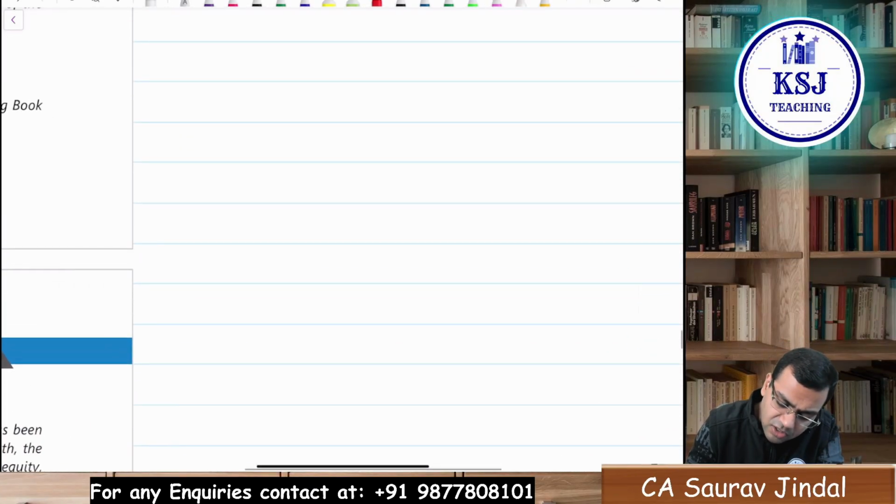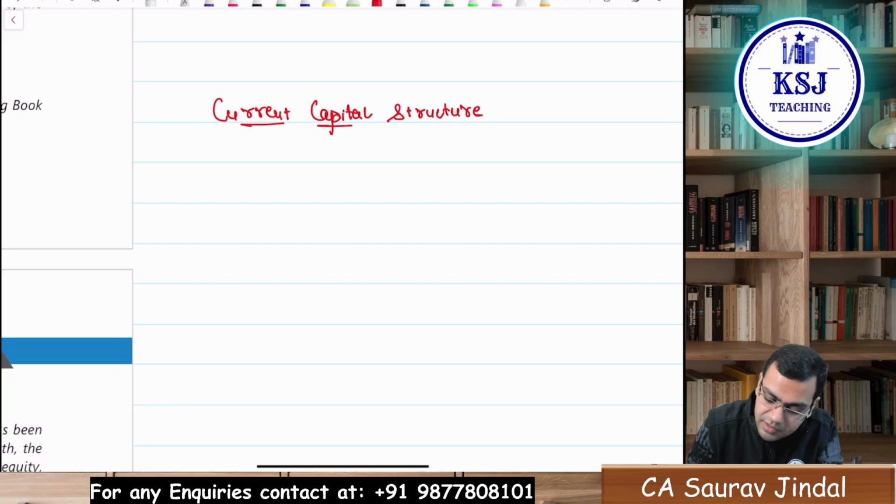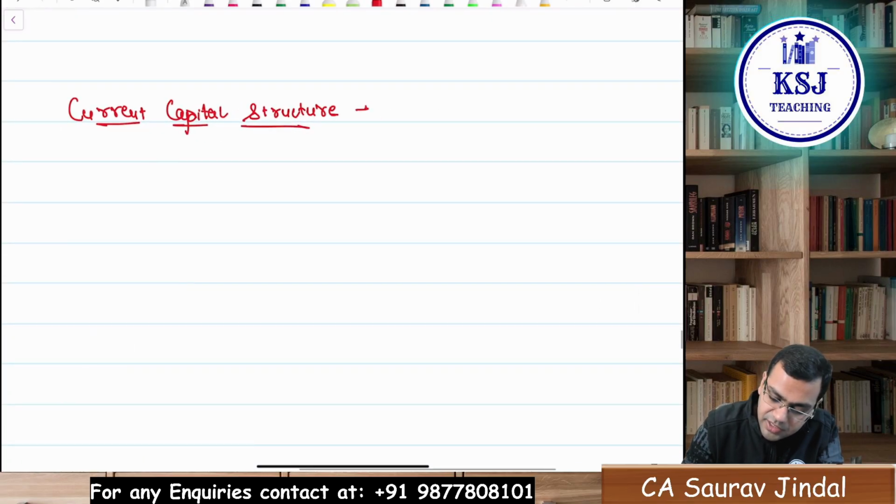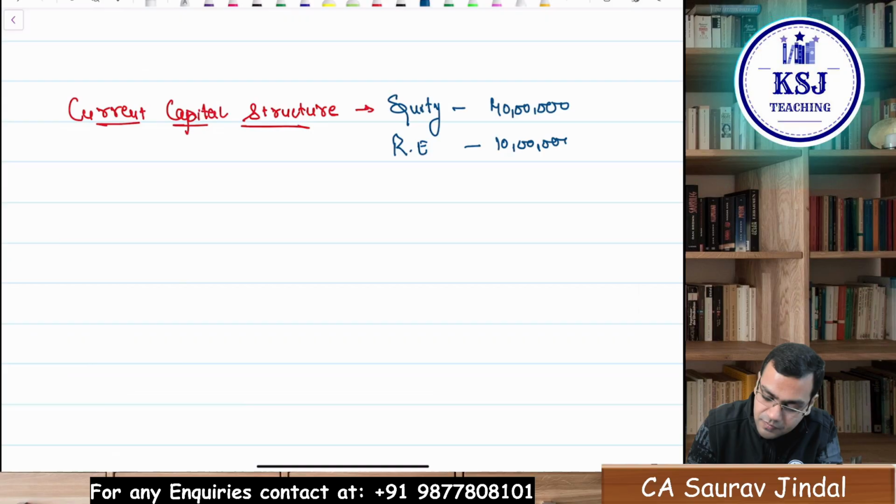So if I talk about the current capital structure, the current capital structure consists of equity. In the current capital structure, they have equity. Equity is how much? Equity of rupees 40 lakhs. They have retained earnings of 10 lakh rupees. Right, so this is the current capital structure.